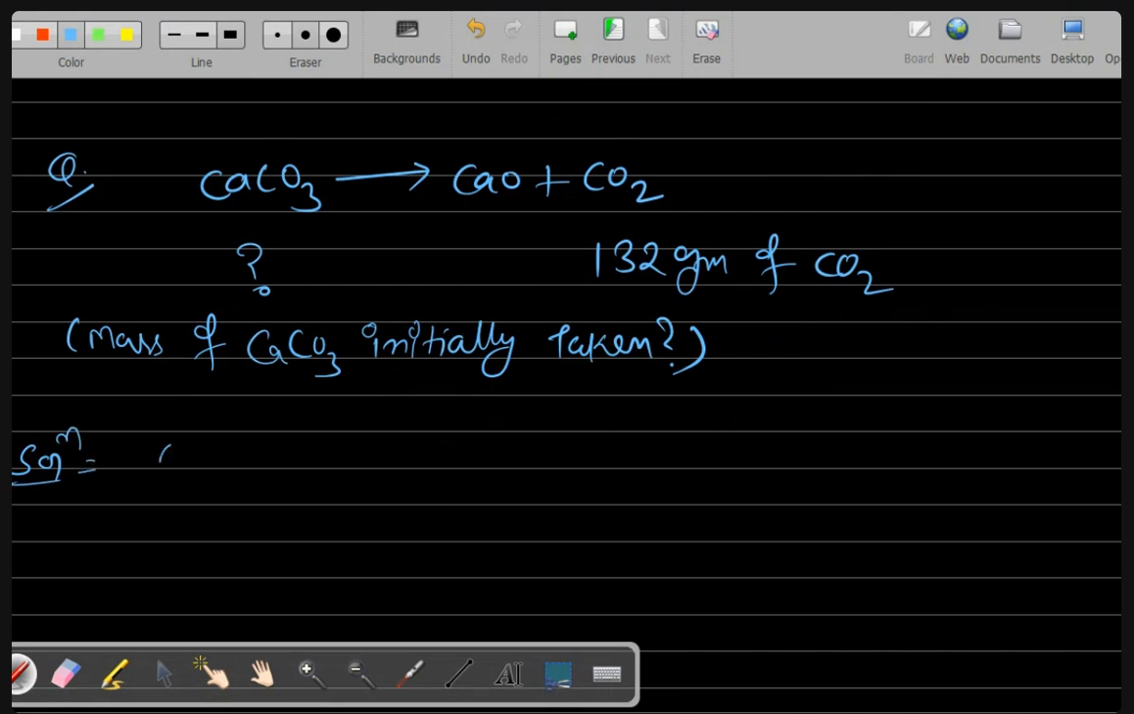First you will find the moles of CO2. Moles is given mass divided by molecular mass. What is MR for CO2? Carbon is 12, oxygen is 16, oxygen 16, so 16 times 2 is 32, and the total is going to be 44. So it is going to be 3 moles.